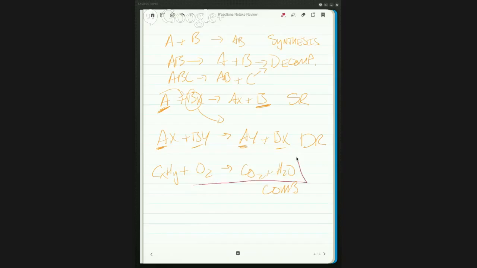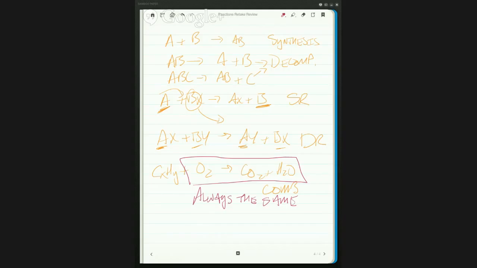The last 3 things in the reaction are always the same. It's always plus oxygen yields carbon dioxide plus water. Always the same. Okay? That's how it rolls. So those are the 5 reaction types.